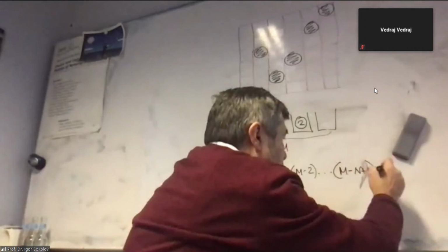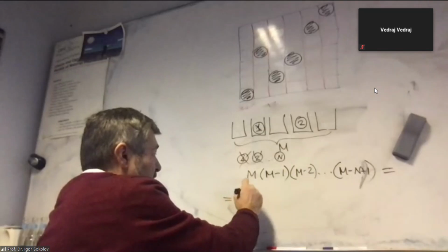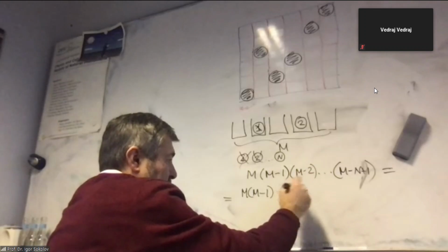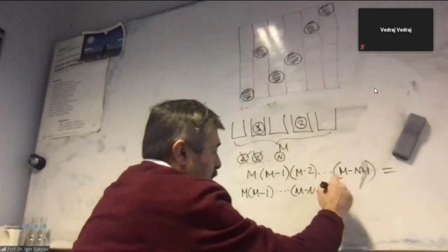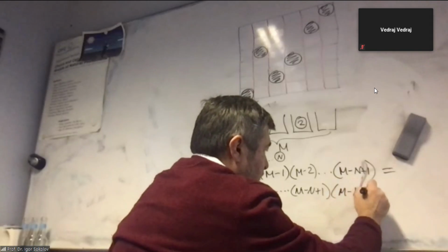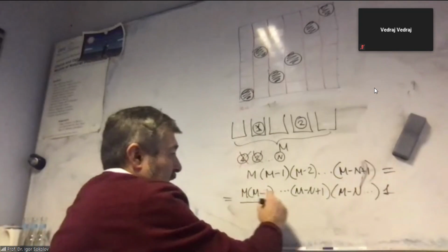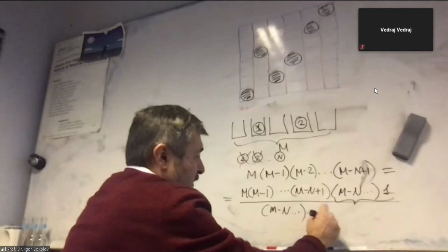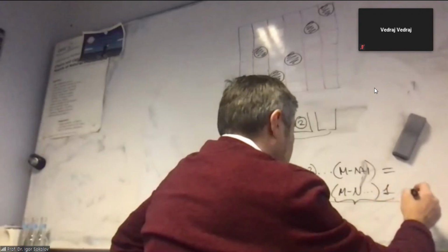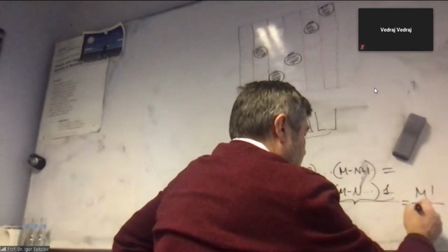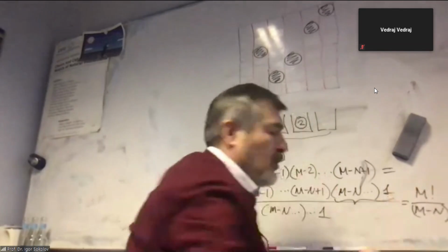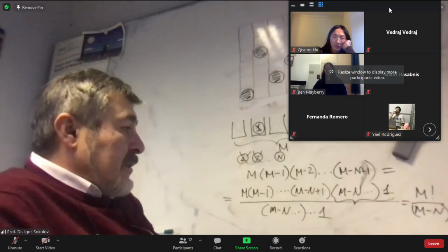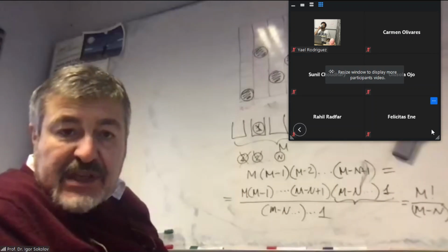And this product I can now write as m times m-1 times, up to m-n plus 1, and then I go on with m-n, up to 1, and I divide it by m-n up to 1. So what I get is m factorial over m minus n factorial. I hope you know what a factorial is. And this is the number of different placements of distinguishable objects, because I can always mark the objects.